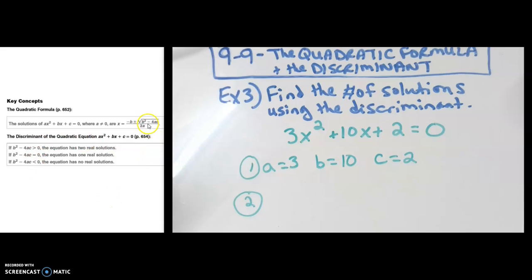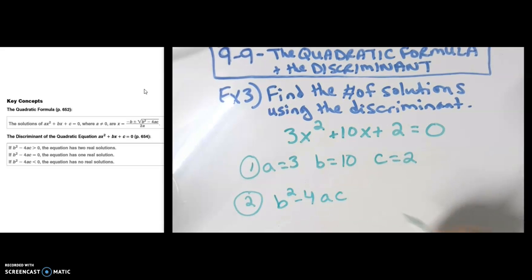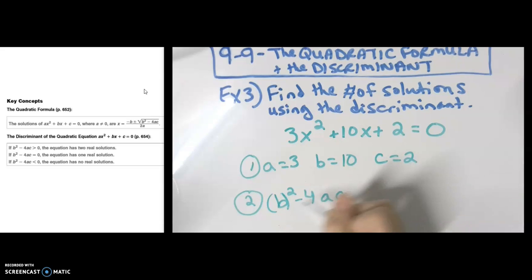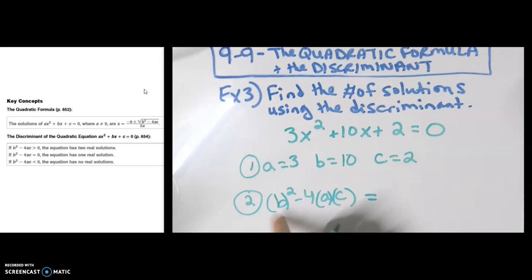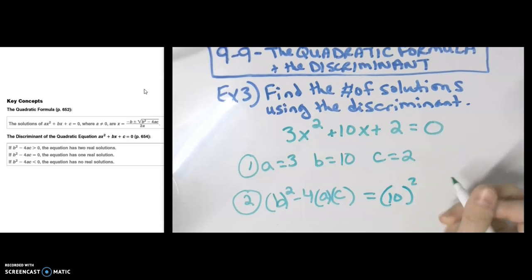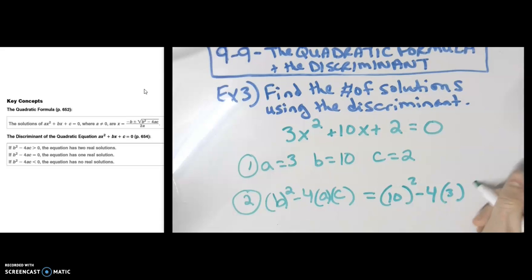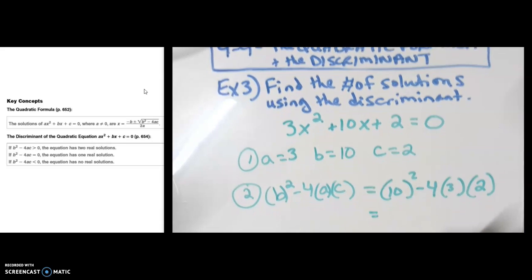You have to memorize this quadratic formula, then you need to know this chart here. So again, my discriminant is b squared minus 4ac. I'm going to put parentheses around my variables, and then I'm going to solve. In place of b, I'm going to put 10. So 10 squared minus 4 times a is 3, and times c is 2. Now I'm just going to simplify this.